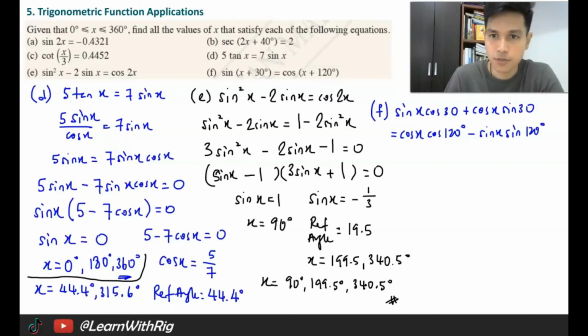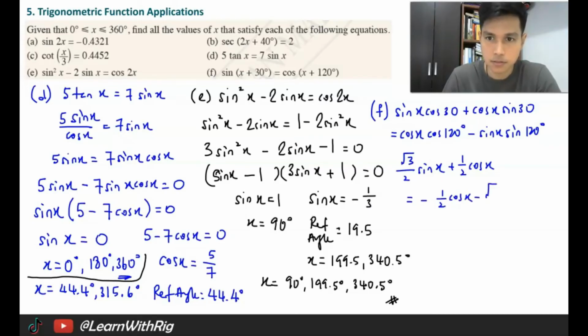Okay, so from here, you can straight away use your calculator to get the value. And the cos 120, you can also straight away use your calculator, or you can change it to acute angle first, which I've already taught you in the part 1 video. But in this case, I'm just going to straight away use the calculator, because I don't want to waste too much time. So in the end, you should get root 3 over 2 sine x plus 1 over 2 cos x equals to negative 1 over 2 cos x minus root 3 over 2 sine x.